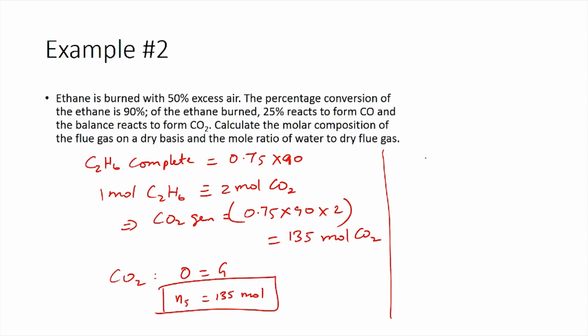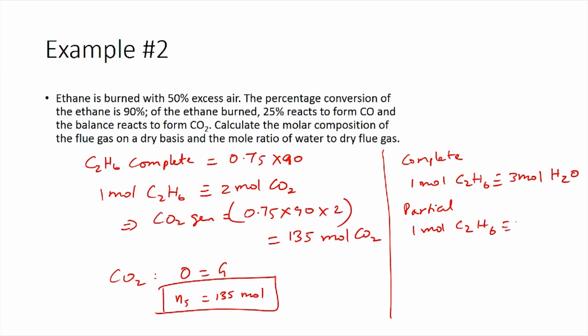So, the next aspect to calculate is the number of moles of water vapor produced during these combustion reactions. Based on the stoichiometry for complete combustion, you have 1 mole of ethane reacting to form 3 moles of water, and similarly for partial combustion you still have 1 mole of ethane forming 3 moles of water vapor. So, for every mole of ethane consumed, you would have 3 moles of water vapor produced.